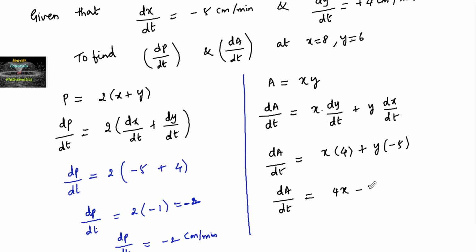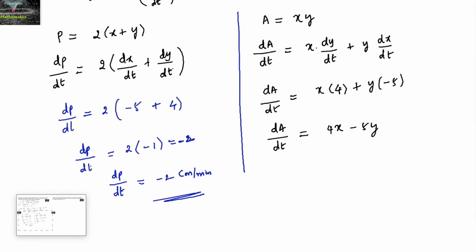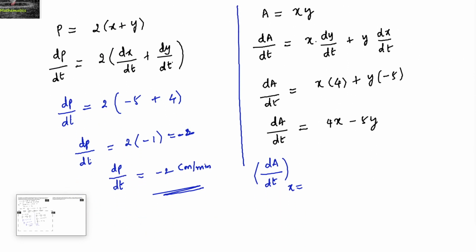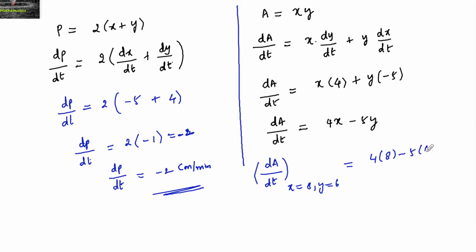So we can also write this as dA by dt is equal to 4x minus 5y. So dA by dt at x is equal to 8 and y is equal to 6 equals 4 times 8 minus 5 times 6. So 4 eights are 32 minus 5 sixes are 30, which is nothing but 2. So we can say that dA by dt at the given measurements is nothing but plus 2. It's increasing.